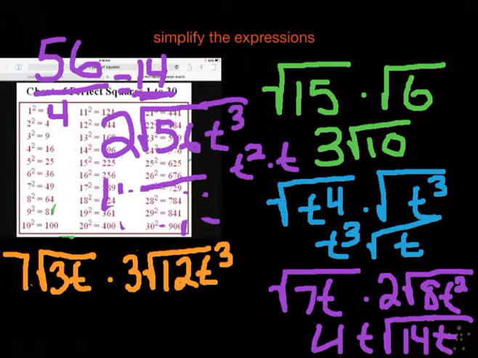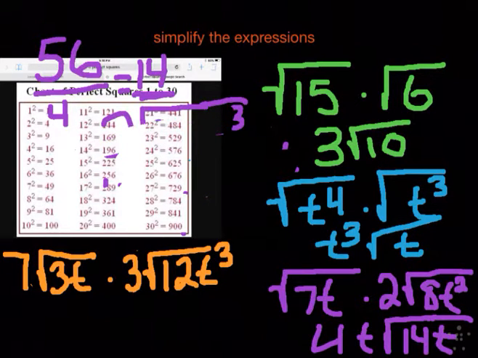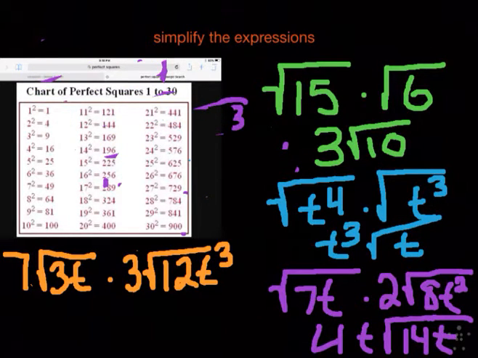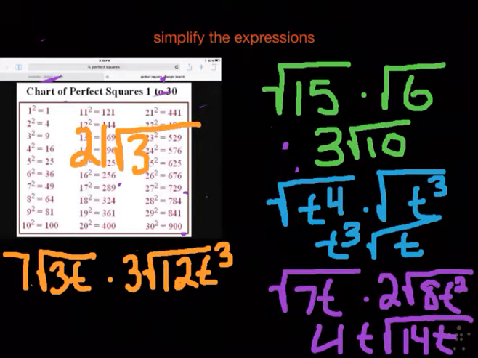Let's go ahead and try the orange problem together. So we're going to first multiply our outside, which was 21. 7 times 3 is 21. Then our inside is 3 times 12, which gives us 36. And then t times t cubed gives us t to the 4th. So 21 stays on the outside.